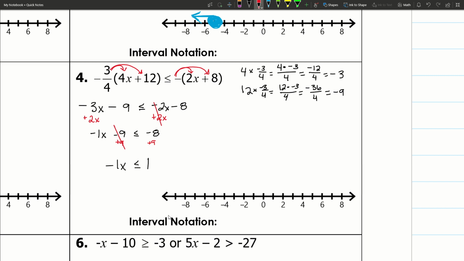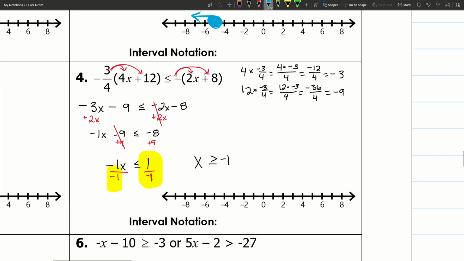And the last thing we need to do is get rid of that negative sign, so technically we divide it away. Now, do not forget, we are dividing by a negative number here, which means we have to flip our sign. So I now have that x is greater than or equal to negative 1, and it's negative 1 because a positive and a negative stay negative.